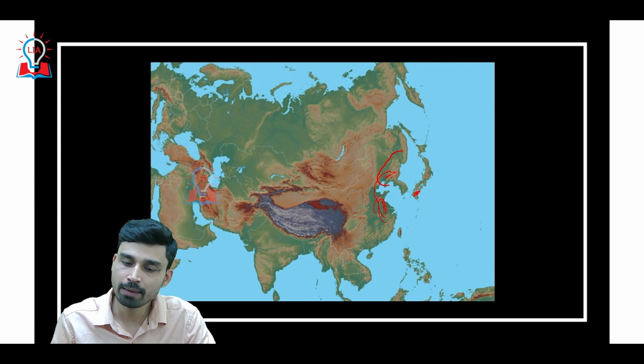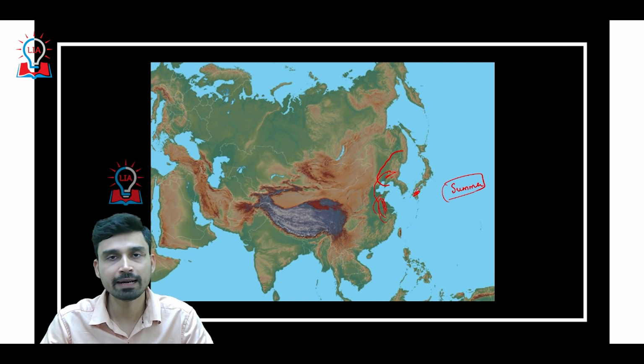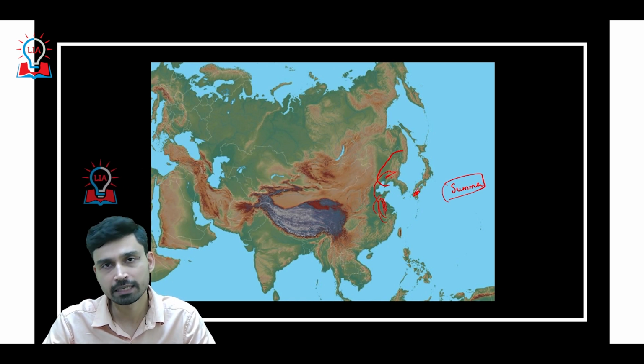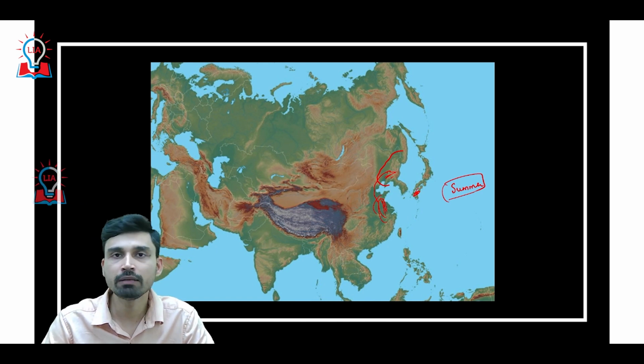So what happens is that during the summer season, if you compare the land surface and water surface, land has the property of heating up rapidly, and water has the property of heating up slowly. Similarly, for cooling as well, land cools more rapidly while water cools more slowly.